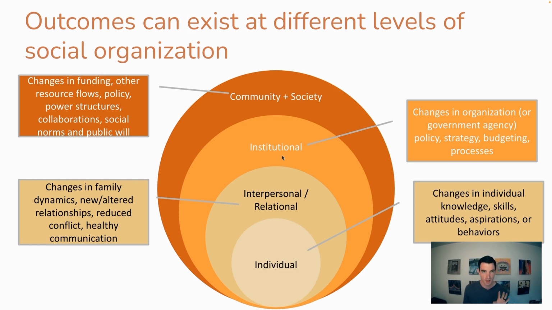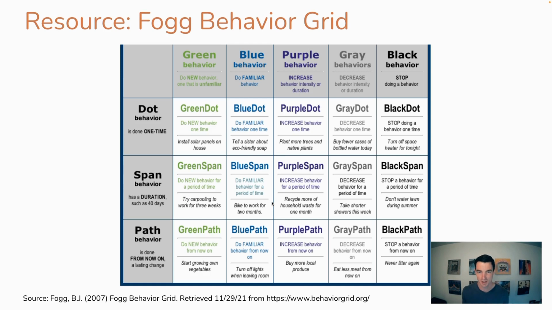Okay, one more resource as you're thinking about what outcomes your organization is working towards. This is called the Fogg Behavior Grid. What BJ Fogg did with this was he said, okay, often we're working towards changing behaviors, but let's break that down a little bit. When we're talking about behavior change, we could be asking somebody to do a new unfamiliar behavior. This is the green column. We could be asking somebody to do a familiar behavior. That's the blue column. Increase the likelihood or increase the intensity of a behavior. That's the purple column. Decrease the intensity of a behavior they're already doing. That's gray. And then black, stop doing a behavior.